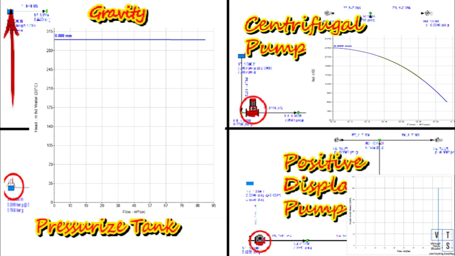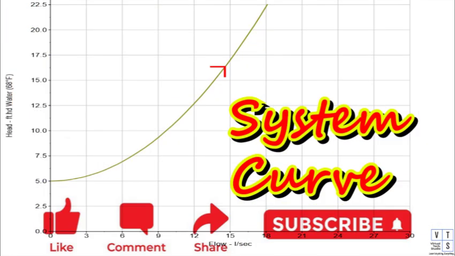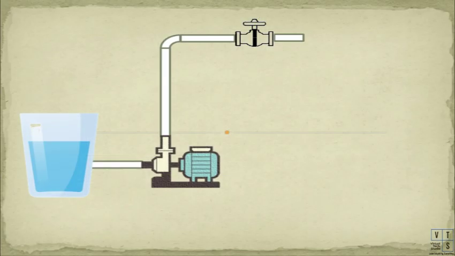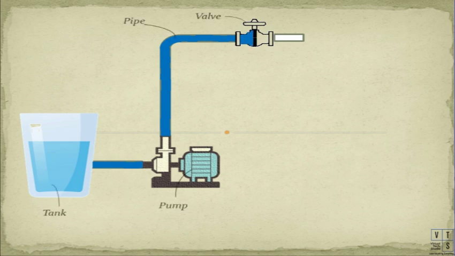Let's first look into these 4 curves more closely to understand clearly what they represent. First, let's start with the system curve. We will use this system as an example to understand the system curve. Here, as you can see, the pump is sucking water from a tank and pumping this water at higher elevation through a discharge pipe. Notice the valve that controls the flow. Since the valve is closed, the flow stops.